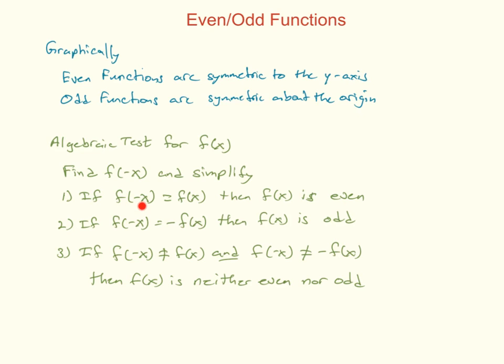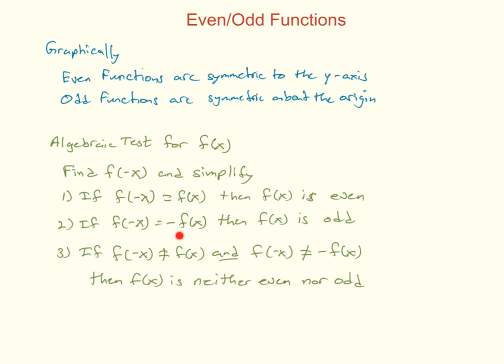Either when you put that in there and simplify it, if you get back to what you started out with, then we know f of x is an even function. We can say, okay, this function is even. If when you do that, you don't get back to what you started out with, but every sign in the problem is opposite of what you started out with, in other words, that this simplifies to be the opposite of f of x itself, then we can say f of x is odd.